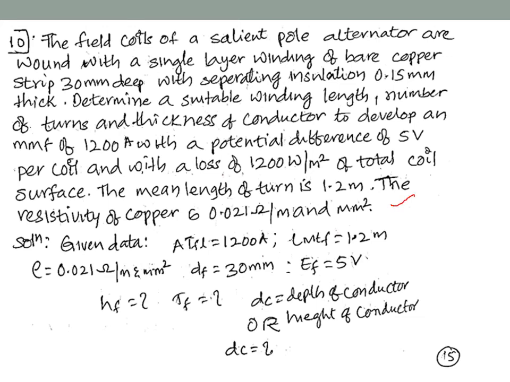This is regarding the field design of this field system. This is similar to shunt field winding. ATFL is given as 1200 amps. Length of mean turn is 1.2 meter. Rho is this. Depth of the field winding is 30 mm. EF, the voltage across each field winding, is 5 volt. HF we don't know, TF we don't know. So the depth or height of the conductor, DC, is what we have to find out.